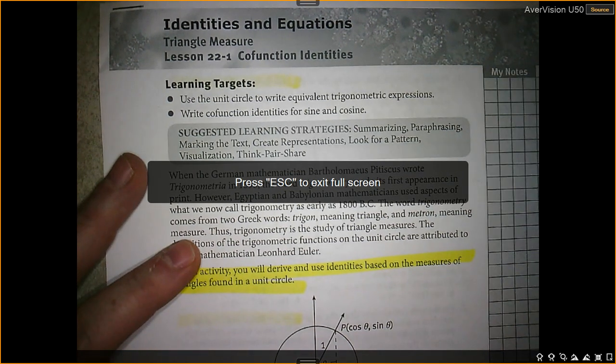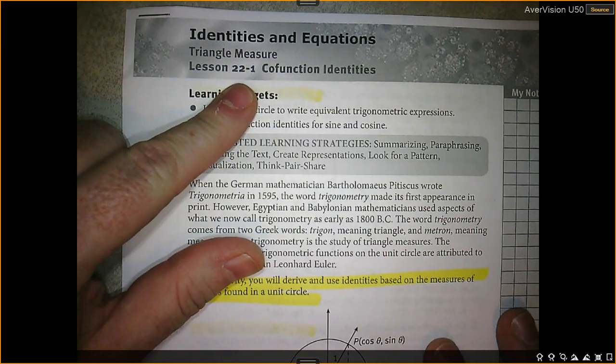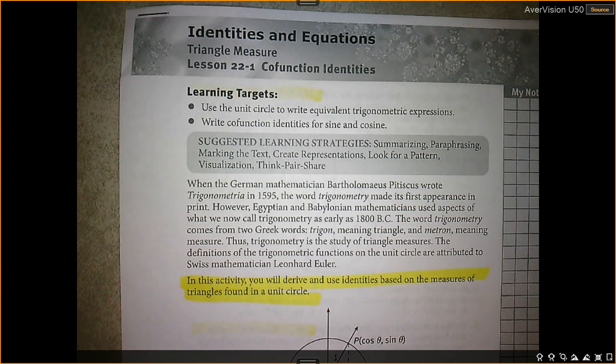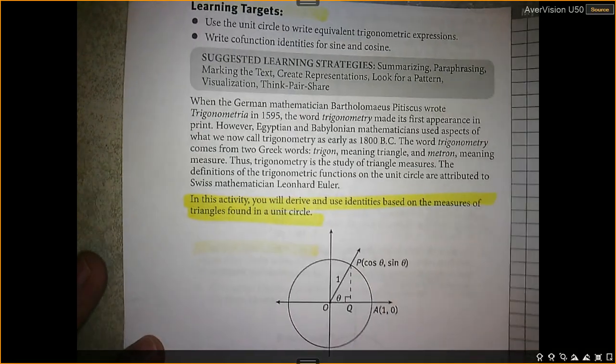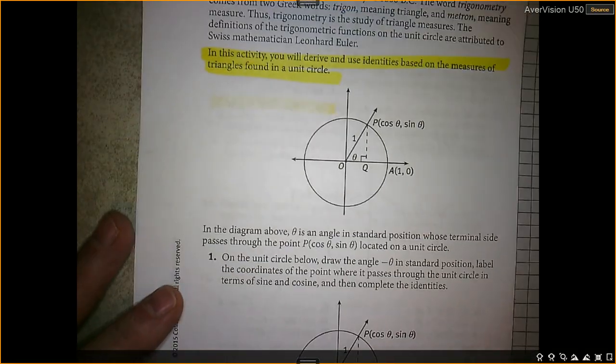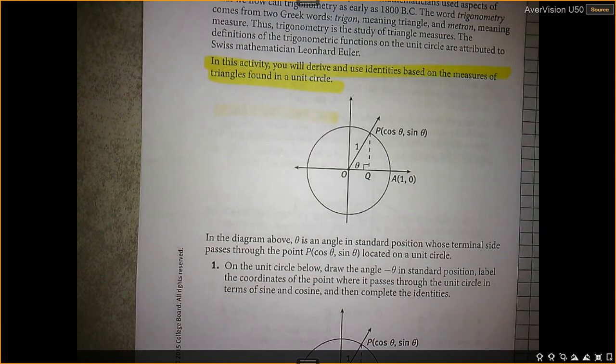Okay, so lesson 22-1, cofunction identities. Today we're going to use the unit circle to create more identities based off cosine and sine. So that's exactly what that says. First part, we'll see we have cosine, point P is in the first quadrant. We can all see that.